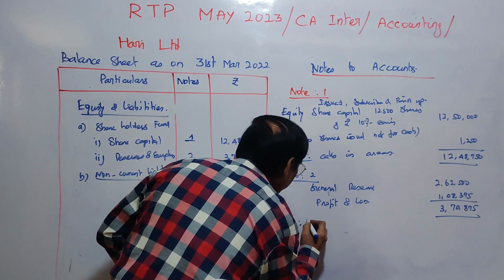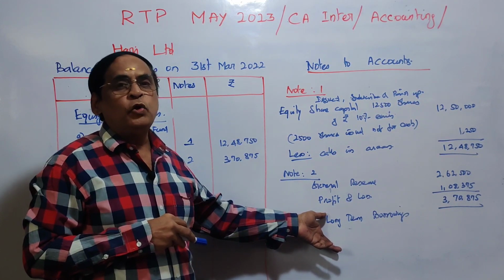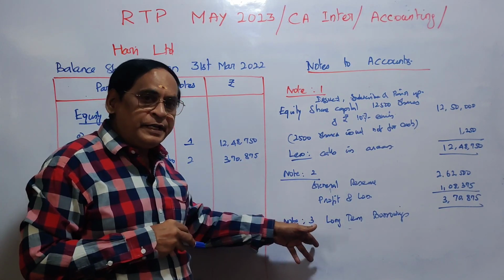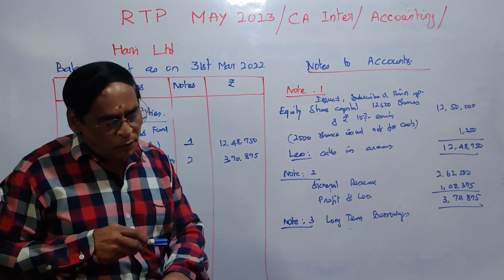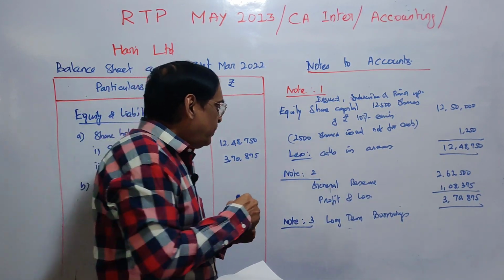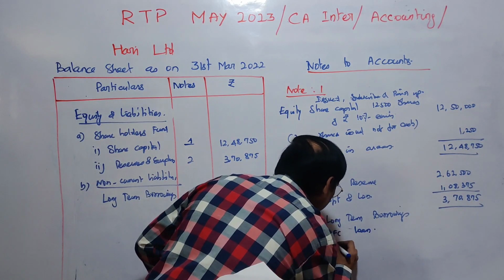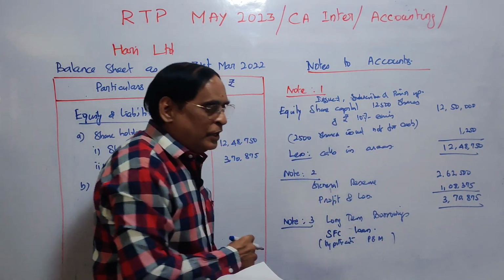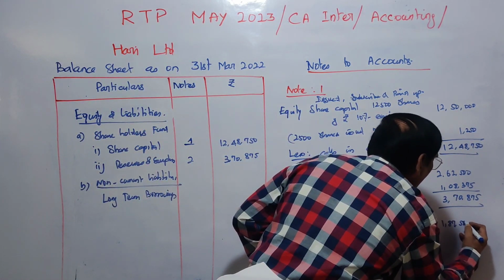Note 3, long-term borrowings. In long-term borrowings, you have to mention secured loan. Secured loan is nothing but the hypothecation of plant and machinery, building, etc. in order to obtain the loan. They have obtained the loan from SFC, State Financial Corporation. How much have they obtained? 1,87,500 rupees. So State Financial Corporation loan, I mean hypothecation of plant and machinery. So how much? 1,87,500 rupees.